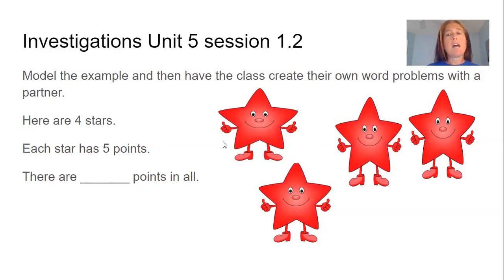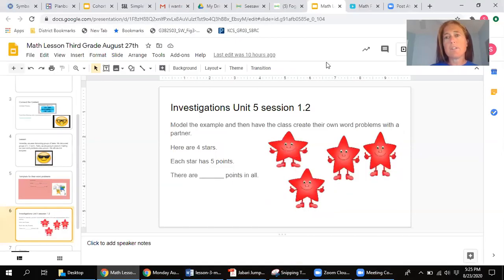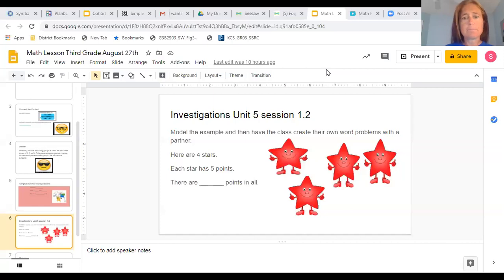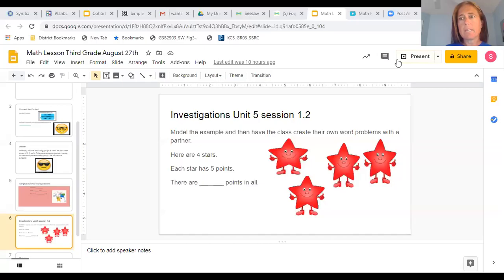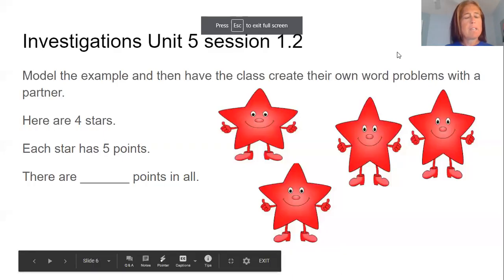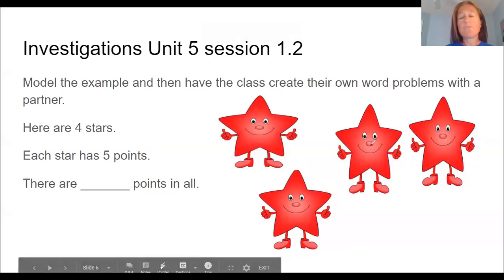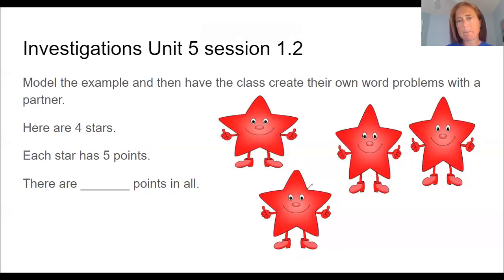Okay, so I would look at these 4 stars, and let me share this again with you through Zoom so that I can annotate on it or draw. All right, here we go. Let me see if I can make this bigger for you. Share screen, share, make it bigger. All right, there we go. So I have my 4 stars, 1, 2, 3, 4, okay? And each star has 5 points.